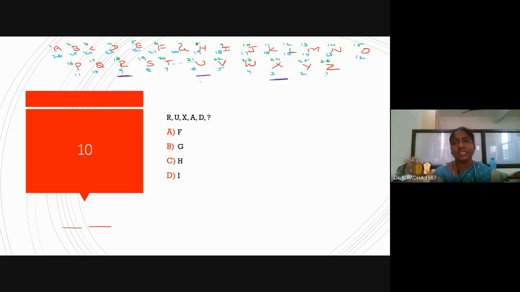Then after X, it is coming with A. After Z, they follow the continuity from the beginning. Y and Z are skipped, so A comes in the sequence. Then after A, B and C are skipped and D comes in the sequence. Now you can tell two letters should be skipped and the third letter should be the answer. My answer is G.